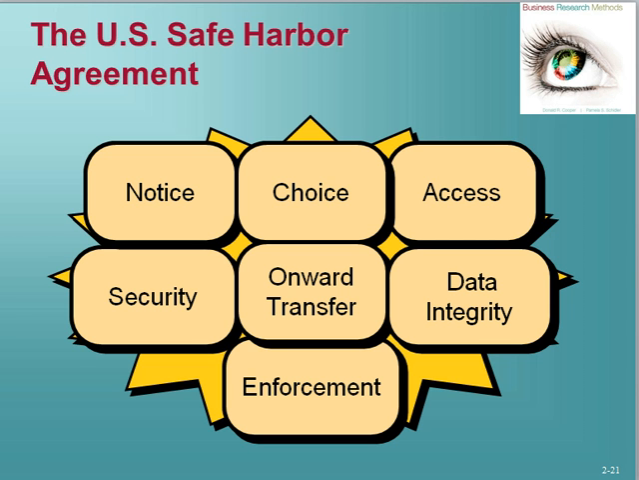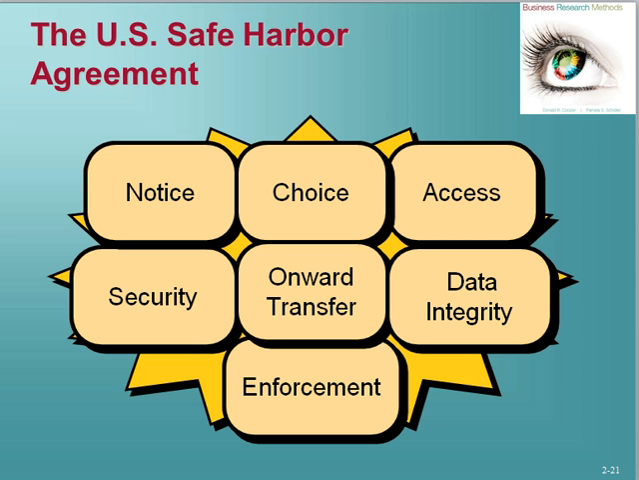Number 3, access. Individuals must have access to personal information that the organization holds and be able to correct, amend, or delete information where it is inaccurate, except where the burden or expense of providing access would be disproportionate to the risks to the individual's privacy. Number 4, security. Organizations must take reasonable precautions to protect personal information from loss, misuse, and unauthorized access, disclosure, alteration, and destruction.